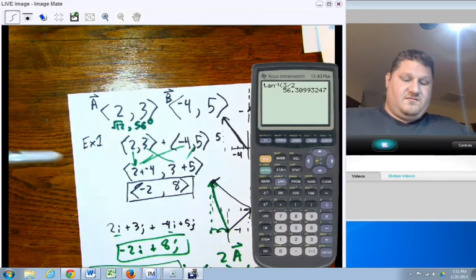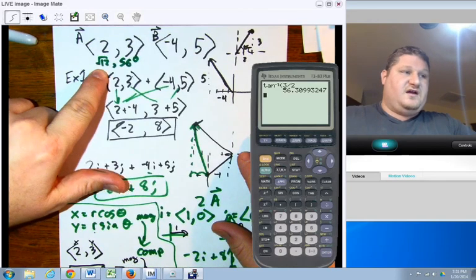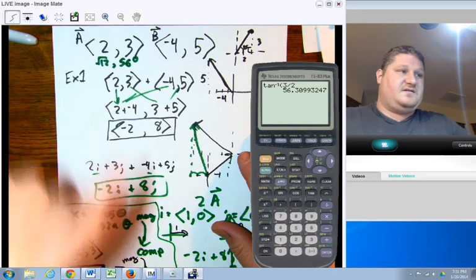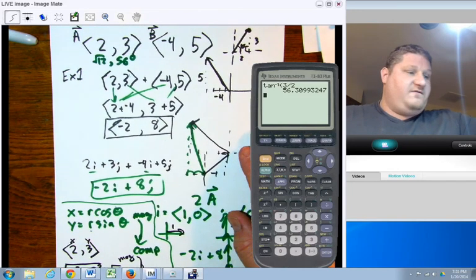So, we can move from magnitude direction format to component, and from component back to magnitude direction. All very important pieces.